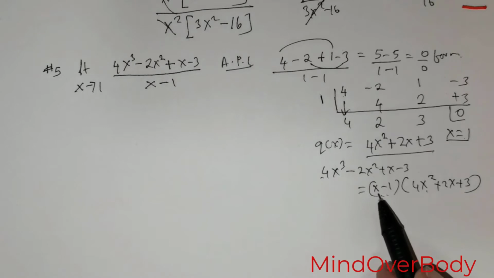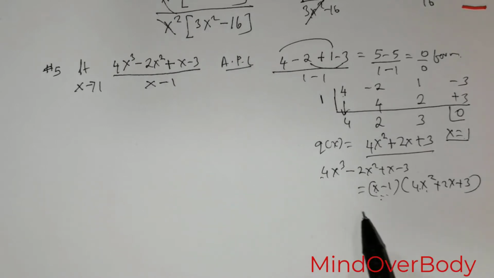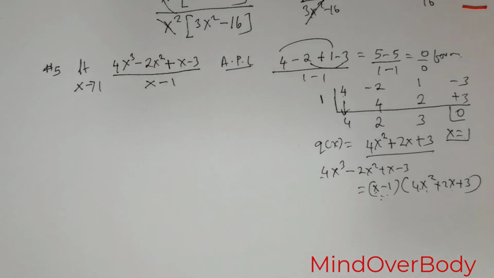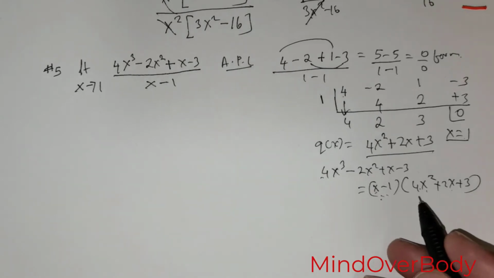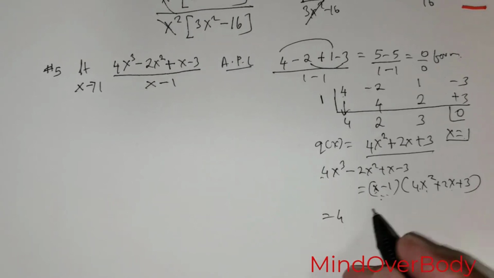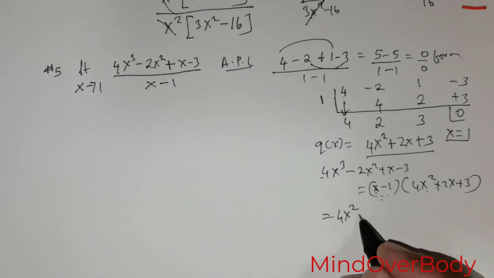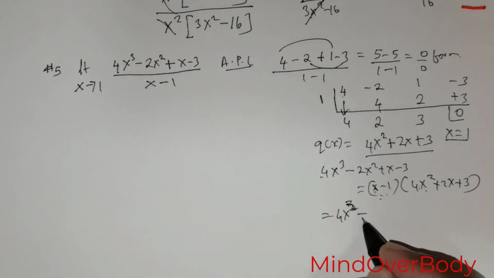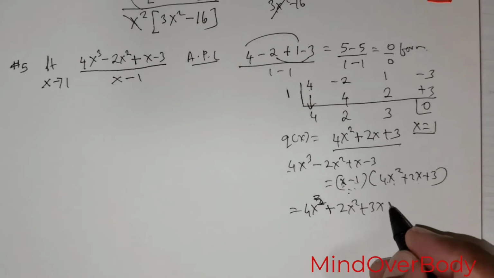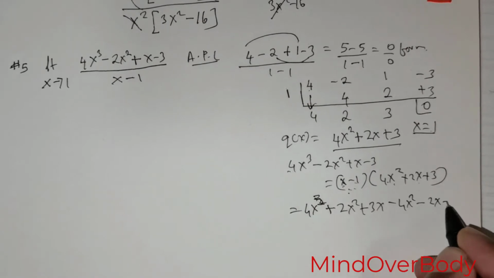So let me just show that to you. X into 4x squared will give me 4x cubed. X into 2x will give me 2x squared, and then along with that, I'm going to multiply each and every term with x, so it's going to be x to the power of 3 followed by 2x squared followed by 3x. Now multiplying by negative 1, you get negative 4x squared negative 2x negative 3.